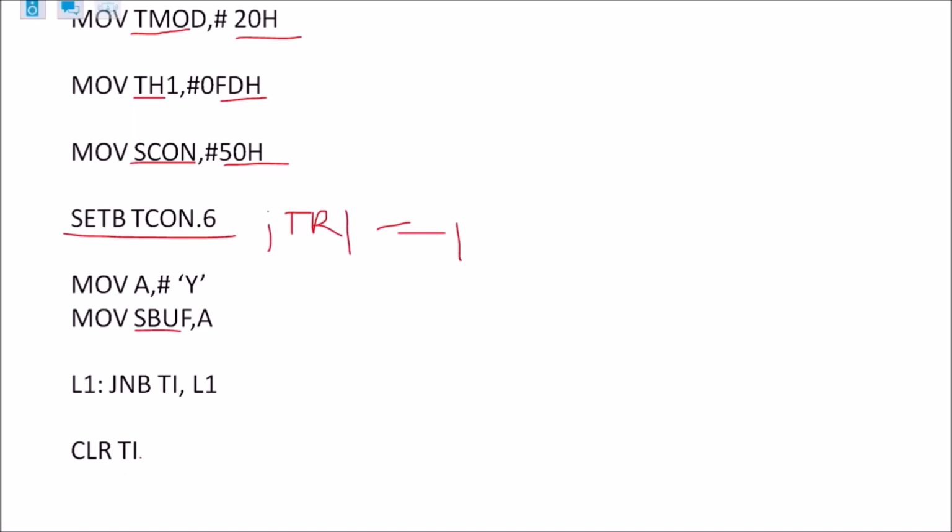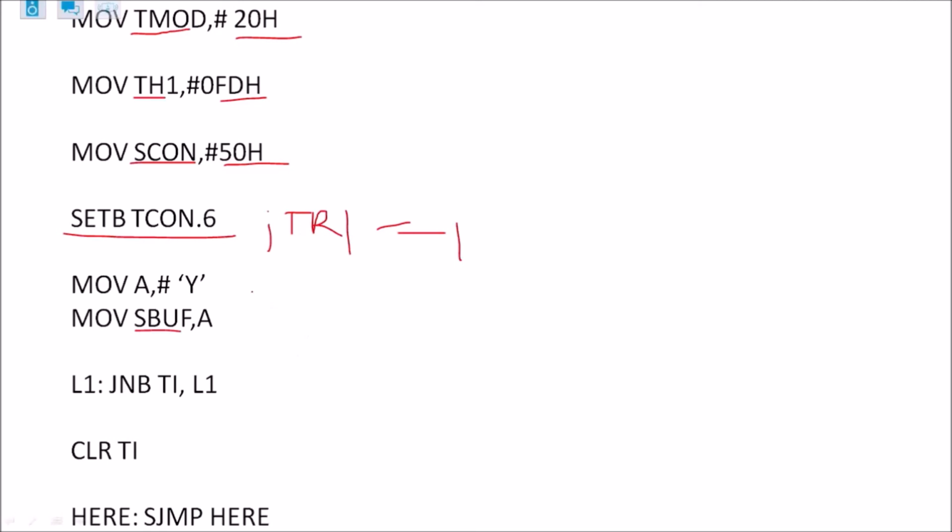So we'll clear this TI flag so that you can transmit another character, or if any other user wants to transmit data, he should be able to transmit it. So clear TI, and I'm writing here the end instruction as jump here. So continuously it will jump here.